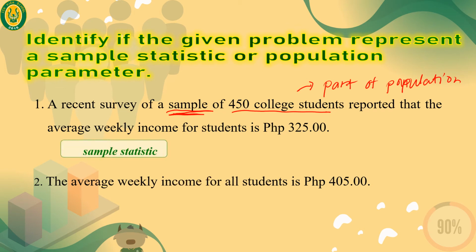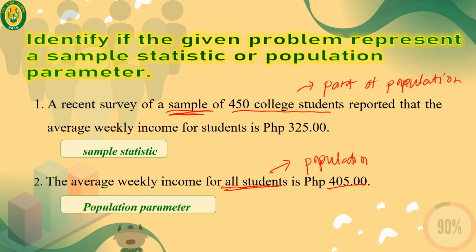The second one is the average weekly income for all students is 405 pesos. So the words all students represent that the data, 405 pesos, was taken from the population. So the answer is population parameter.